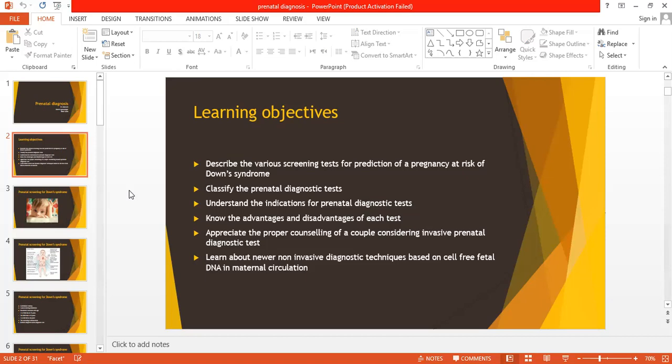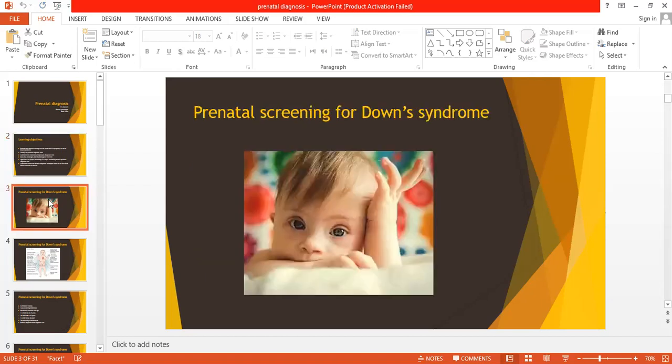Also, there will be a brief overview about newer non-invasive diagnostic techniques based on cell-free fetal DNA, which is identified in maternal circulation. And this cell-free fetal DNA is then used for prenatal diagnosis. The first topic for today is the prenatal screening for Down syndrome.